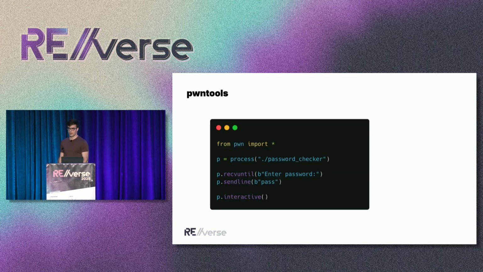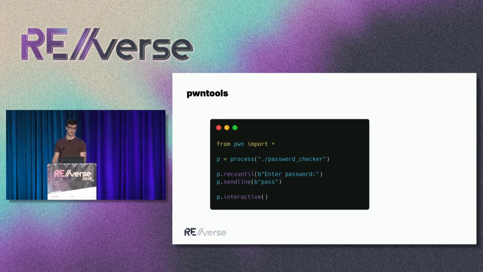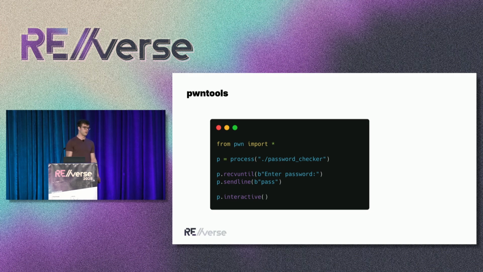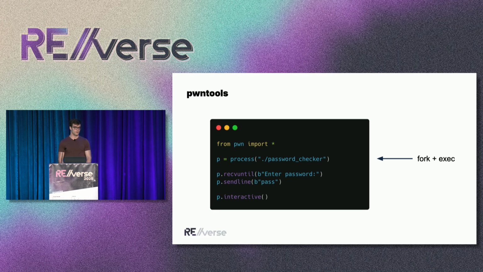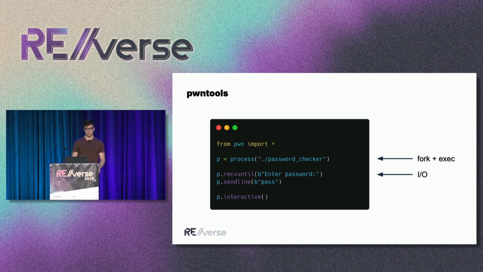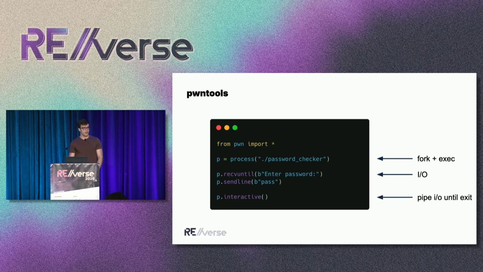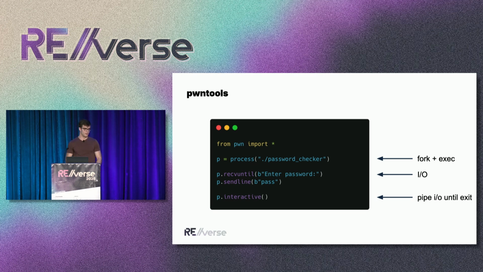So if you ask a binary exploitation or a reversing CTF player what tool they use the most, they'd probably tell you about pwntools. I'm guessing most people have seen this before, but if you haven't, basically it's a Python library that lets you fork and exec a process. You can do I/O, so this recvuntil call will block until the process sends you a particular string of bytes. And then when you're done, you can just call interactive, and then it'll pipe I/O from you to the process as if you had just invoked it directly.